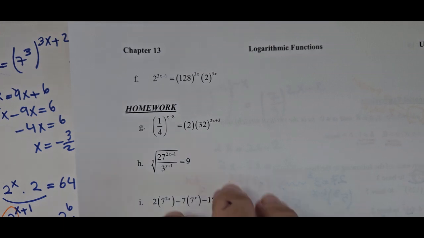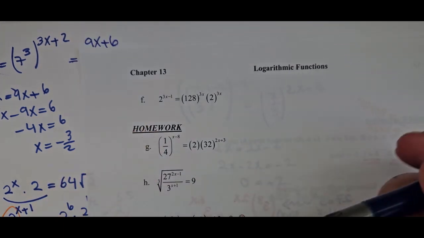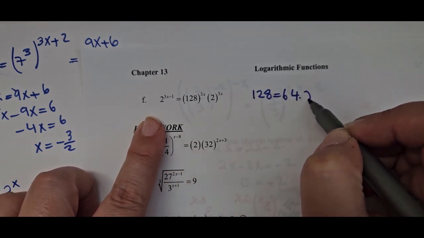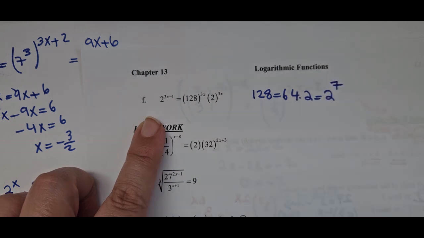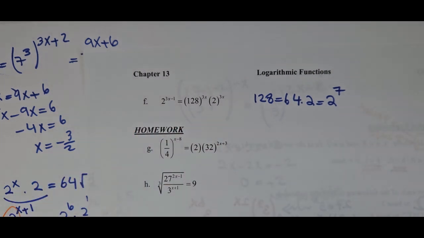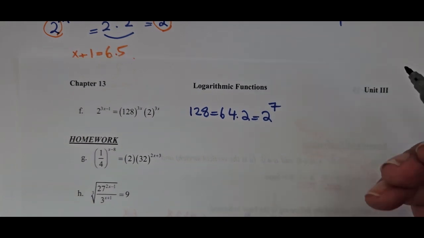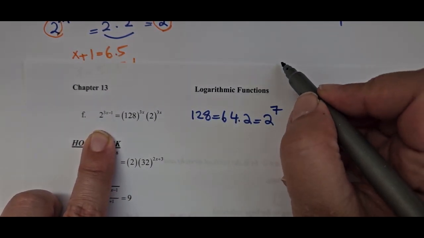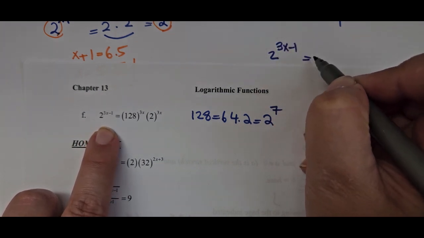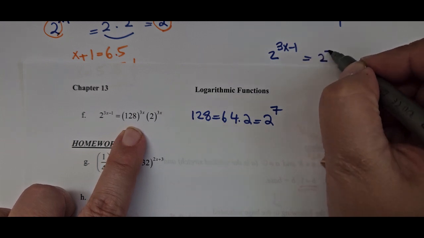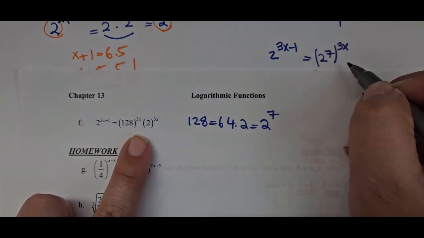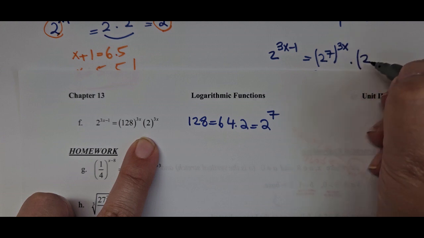Let's continue with part F. Again, in part F, bases are not the same, but remember 128 is 64 times 2, which is 2 to the power 7. I use this fact and make sure that all the bases are the same. So let's rewrite everything. So 2 to the power 3x minus 1 on this side. On this side, I just replace 128 by 2 to the power 7, and then 3x on the outside, and then I have another 2 to the power 3x here.